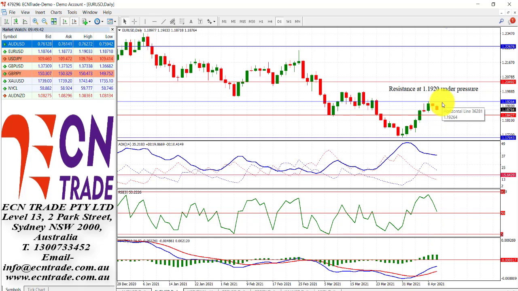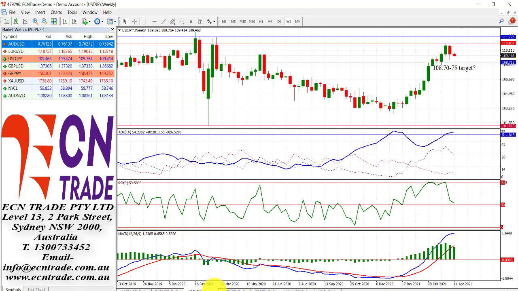Though we are still very close towards this 119.20 level, so it's still a little bit uncomfortable when it comes to a possible challenge there this week. But overall, if the dollar index does recover, then I do anticipate further slide.